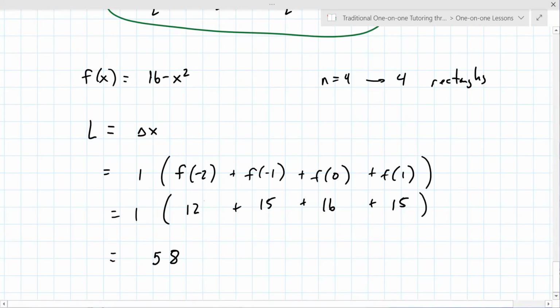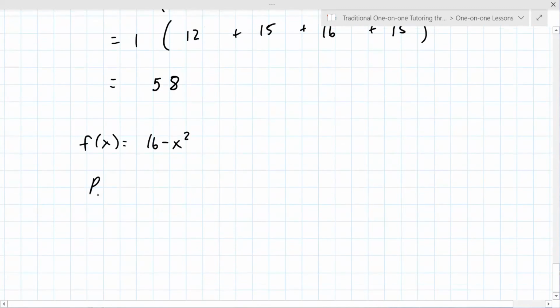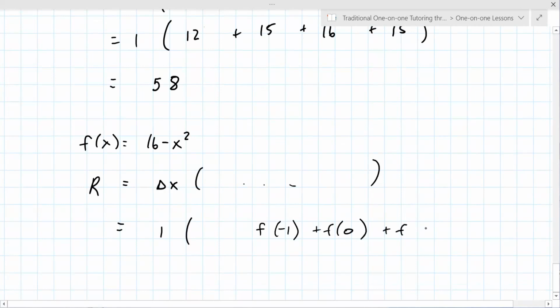Now your right sum, again, your f of x is 16 minus x squared. You don't have to write this every time, but you gotta remember it's delta x times. This time it's 1 times, and then you're starting over here at f of -1 plus f of 0 plus f of 1 plus f of 2. You could try and start from the right here because that's actually where you are starting. It's 2, 1, 0, and -1, but it's a little odd to start from the right since we go left to right.